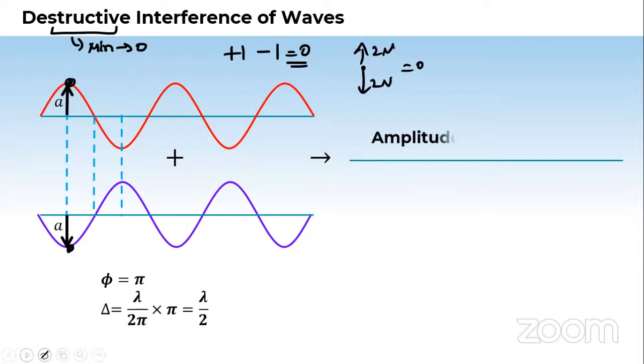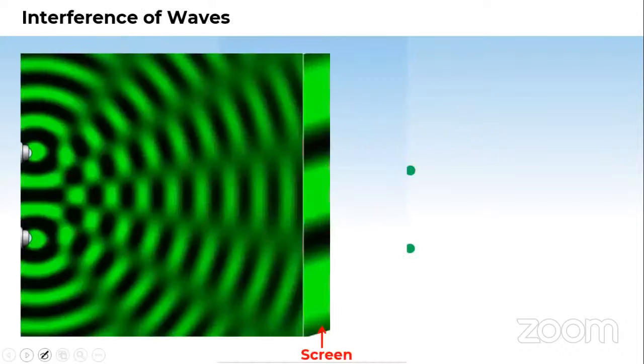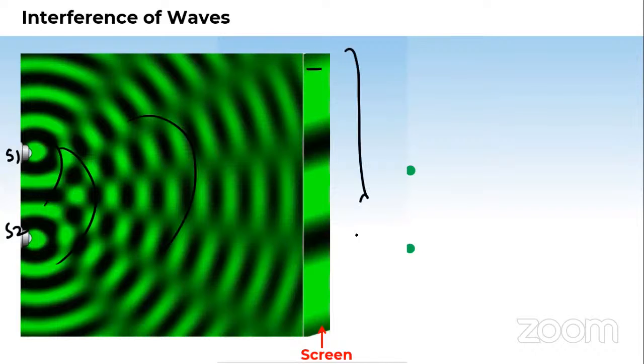Okay, so amplitude goes here to be 0, which you can see on your screen. Interference of waves. We have seen this pattern already from the two sources, mark them S1, S2. The waves are interfering. This will give you a pattern on the screen, alternate dark and bright bands. Remember that this pattern will be observed on the screen.